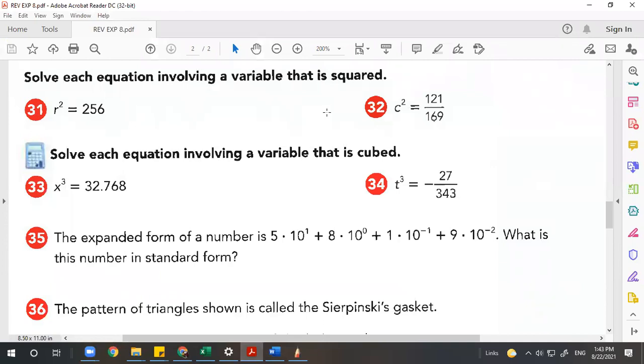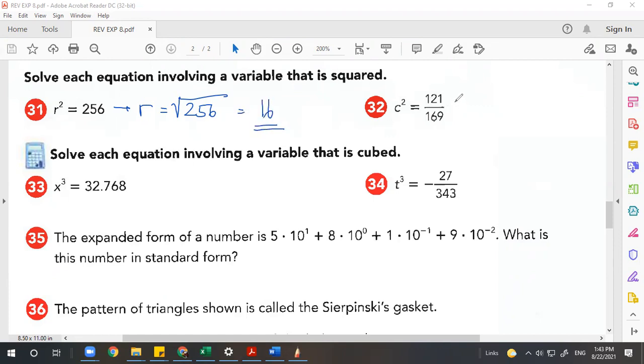Solve involving the variable that is squared. Okay, how do you find the r? If it is squared, to find the r has to be square root, right? Remember, it's a switch. If r squared equals 256, to find the r will be square root of 256. And you may use your calculator, but if you are not allowed to use a calculator, just use it mentally. What times what equals 256? If you do the trial and error, you will get 16.